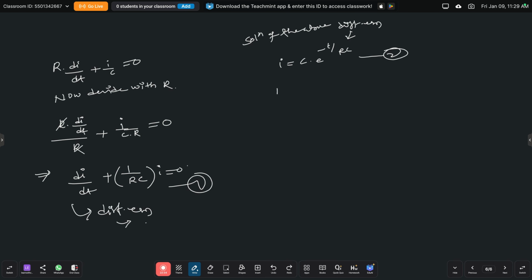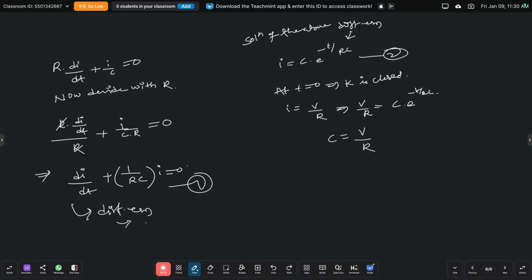Now initially, at t equals 0, the switch K is closed. According to Ohm's law, we can write I equals V by R. So V by R equals I. What is the value of I? I equals C into e power minus t by RC. By substituting, we get the value of C equals V by R.